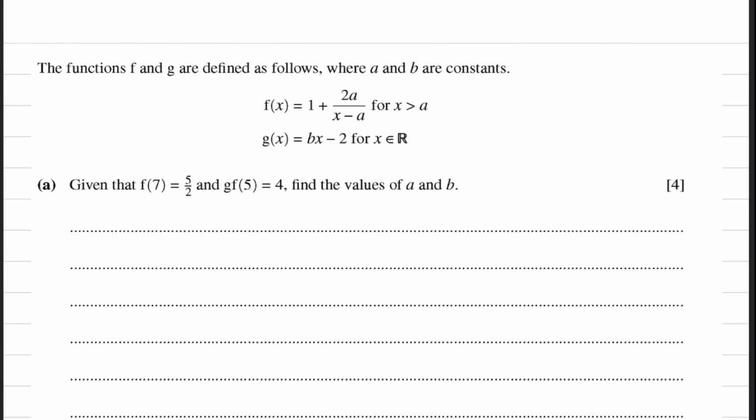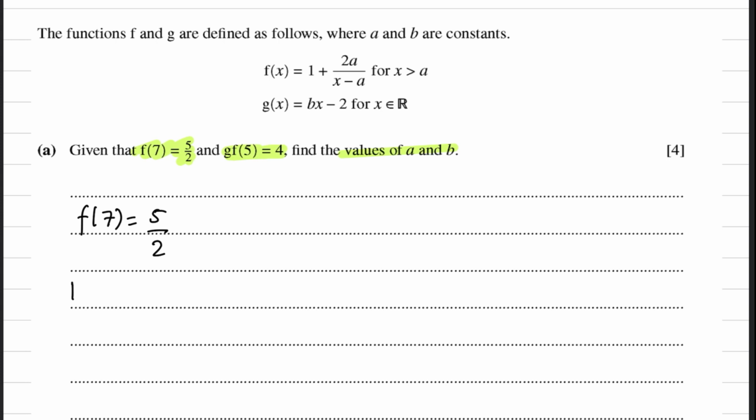Let's do the second question. Here we have two functions, f(x) equals 1 plus 2a over x minus a, and g(x) equals bx minus 2. Now we want to find the values of a and b if we know that f(7) equals 5 over 2 and gf(5) equals 4. So let's do it. We start from what we know. We have f(7) equals 5 over 2. f(7) means we substitute 7 into our f(x). So we have 1 plus 2a over 7 minus a equals 5 over 2.